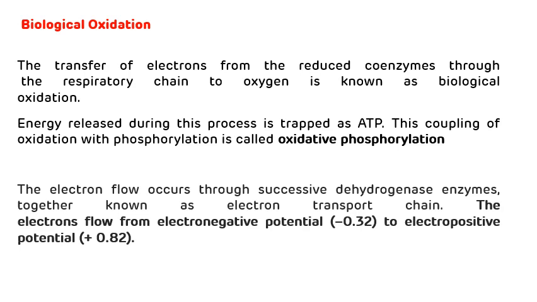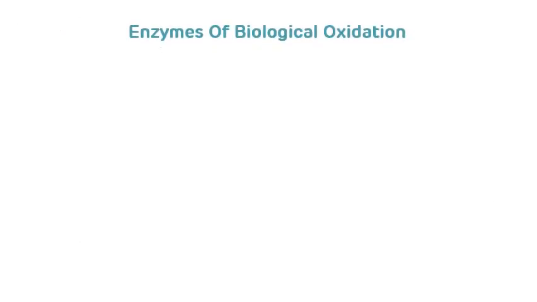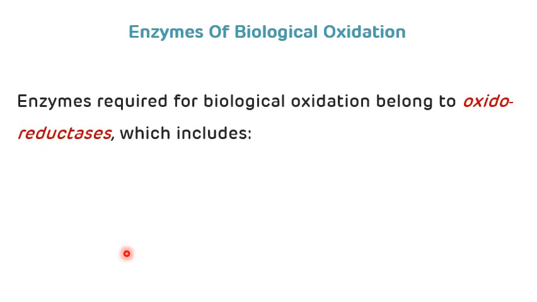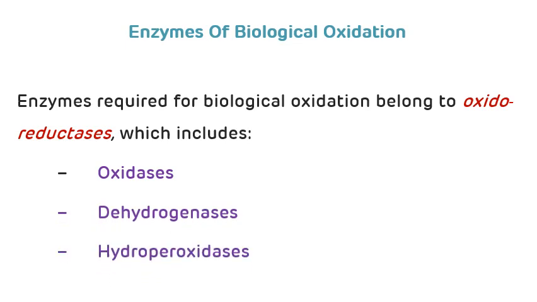So now let's see what the various enzymes of biological oxidation or electron transport chain are. Basically, the enzymes of biological oxidation belong to oxidoreductases, which include first oxidases, second dehydrogenases, third peroxidases, and fourth oxygenases. Now let's see what the various functions of these enzymes are.